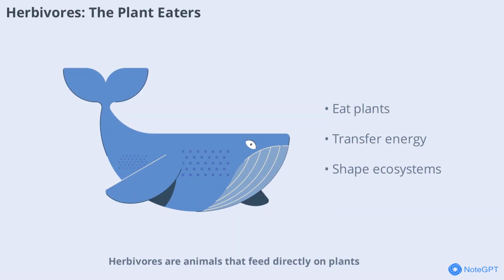Herbivores are animals that feed directly on plants. They include creatures like deer, cows, and insects. By eating plants, herbivores transfer the energy stored in leaves and stems to the next level of the food chain. Their feeding habits also help shape plant communities and influence the structure of ecosystems. Herbivores are a crucial link between the plant world and the animal kingdom.